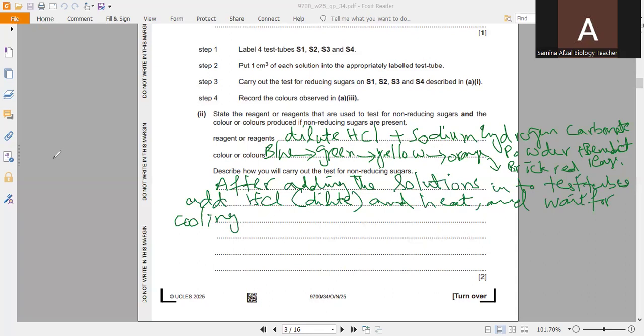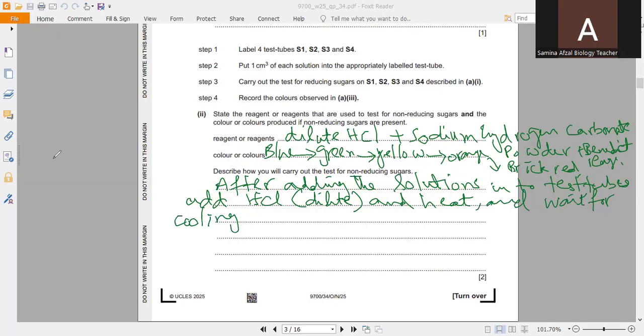You know, when we add the acid into the mixture, what will happen? It will hydrolyze the non-reducing sugars into reducing sugar. So the function of this HCl is to hydrolyze the non-reducing sugar into the reducing sugar. So it will break down into glucose and fructose, because the non-reducing sugar which we are going to use in the experiment is sucrose, which acts as a non-reducing sugar.